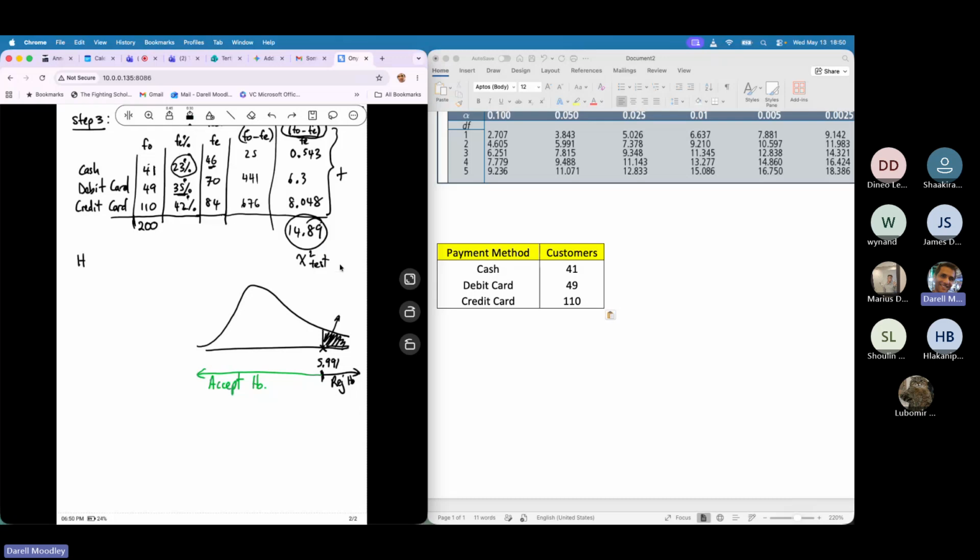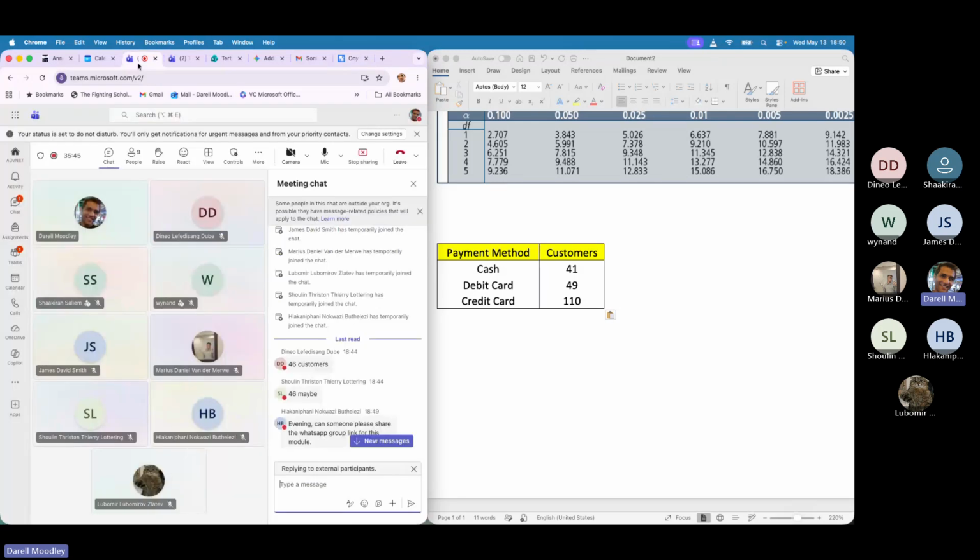So H0 was that the payment distribution is the same. And then H1 is that it differs. Distribution differs, or distribution has changed. Same thing. So let's see who says accept H0 and who says reject H0.